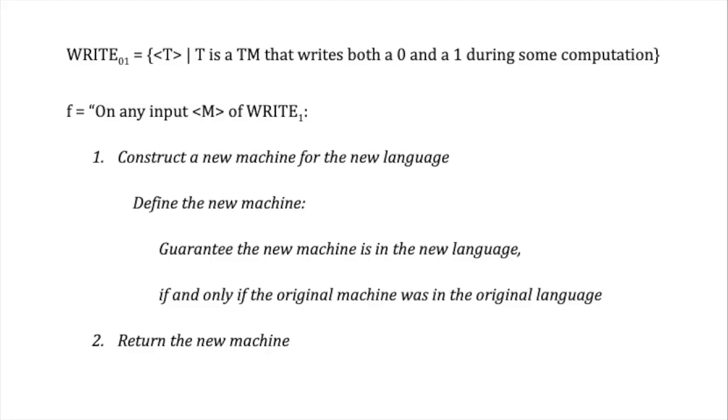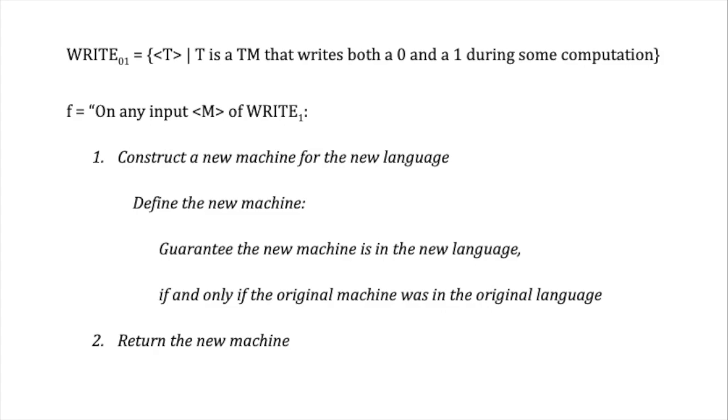All right, now on to problem 3. So now we're dealing with a similar language called Write01, and this is the set of Turing machines that write both a 0 and a 1 during some computation. So it's basically just like Write1, except in order for a machine to be in the language, it has to write a 0 and a 1 in whatever order. You could solve this problem similar to how you did problems 1 and 2 by reducing from ATM, but that's boring, and you could do something more clever by reducing from another language that intuitively fits your new language a little bit better.